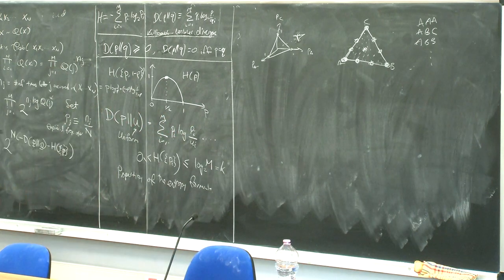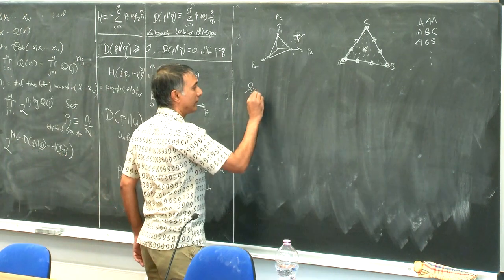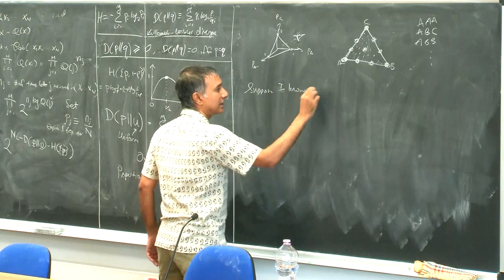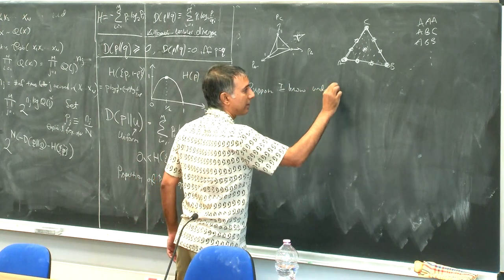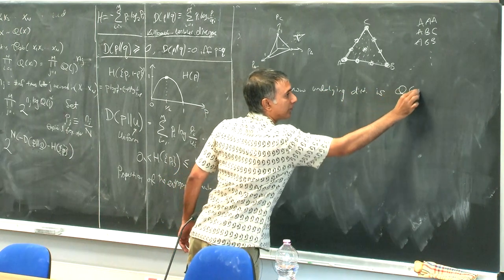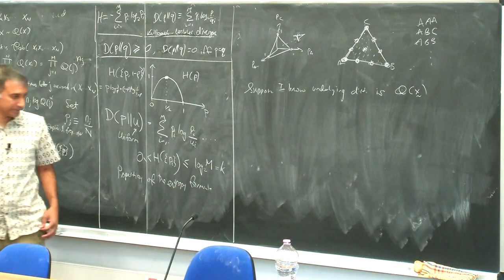So, how do we define? Suppose I know that the underlying probability distribution is Q. And suppose I know that the underlying distribution is Q of X.